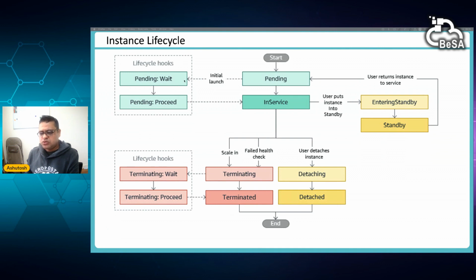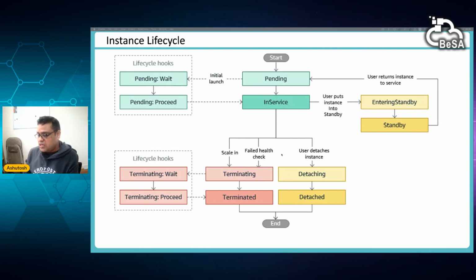So don't worry too much about these so many boxes in here, but I just want to give you an idea of how scaling out and scaling in actually looks like. When a scaling event triggers, the top green thing, when a scale out event triggers, the instance goes from initiating to pending, and then from pending to in service. When it goes to in service, the auto scaling service makes the EC2 instance active, and it can start receiving the traffic.